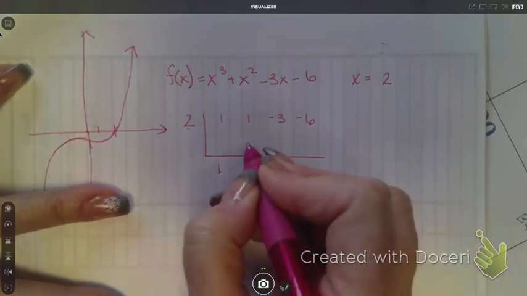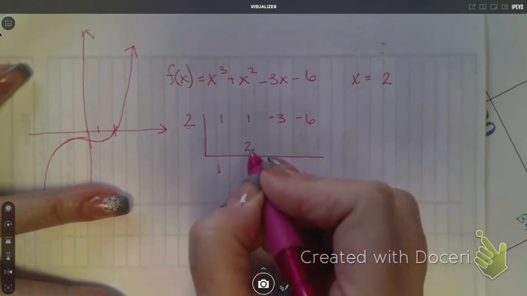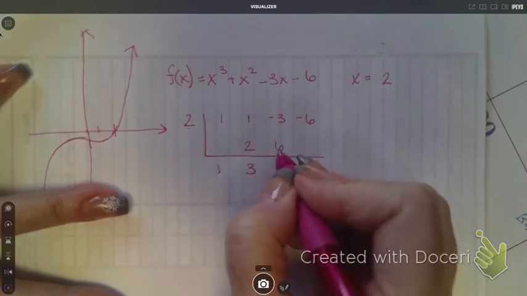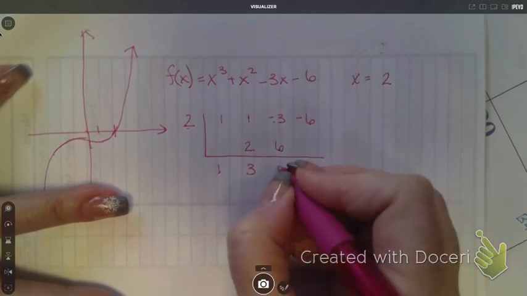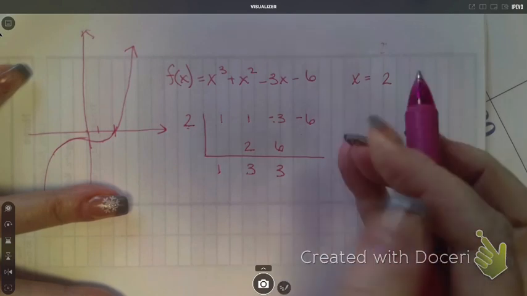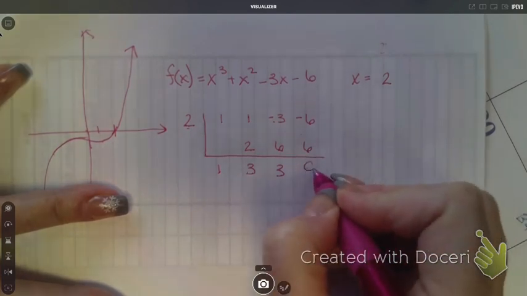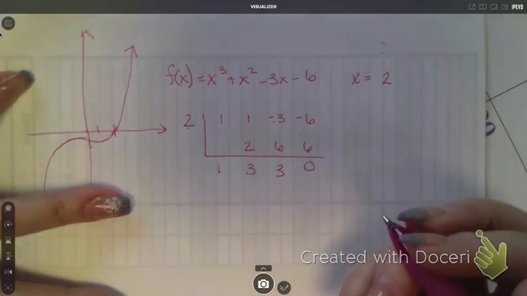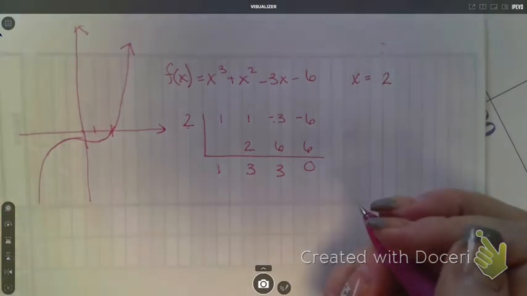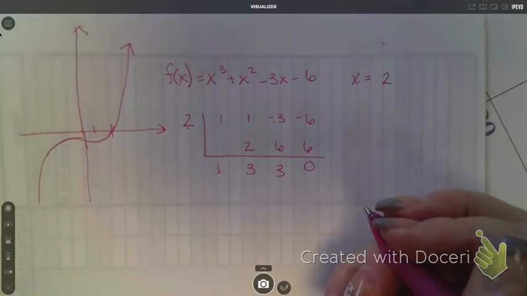2 times 1 is 2. 1 plus 2 is 3. 2 times 3 is 6. -3 and 6 is 3. And 2 times 3 is 6, and it came out to be 0. Well, it should have come out to be 0, because if it is a 0 of a function, the remainder is what? 0. Just like if it's a factor of a number, you don't have a remainder.